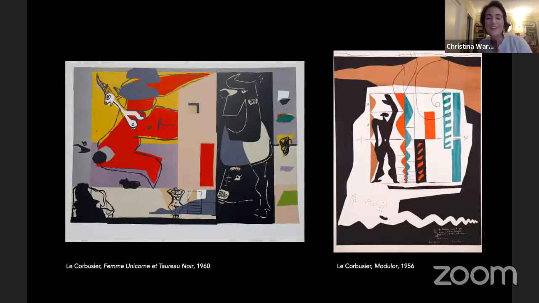Sorry about that. Okay, who was born in 1887. He is a Swiss-French artist. He was actually trained as an architect. And in these works, in particular the one on the left, the Modulor, is an example of his interpretation of what he considered to be the ideal man.